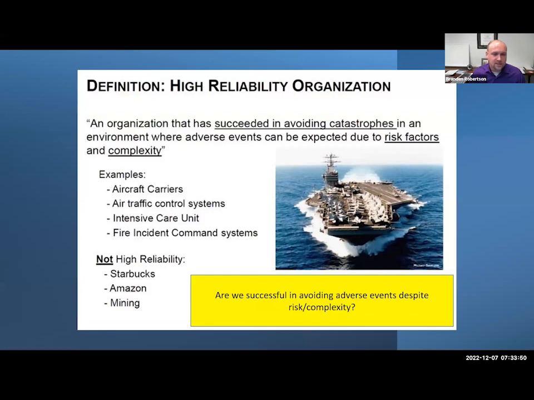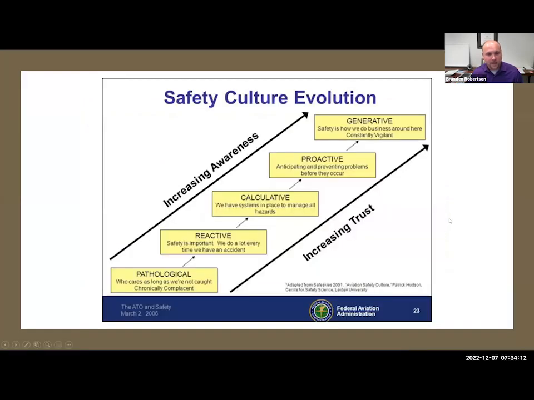So are we as successful in avoiding adverse events despite the risk and complexity in healthcare? My argument to that is no, we're working on that. That's why I'm talking to you today, so that you play a major role in that. But can we be successful? We can be successful, and I think eventually we'll get there. But again, we'll need your help, and we'll need everyone preoccupied with that failure.